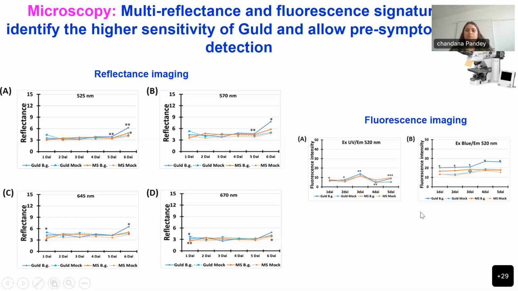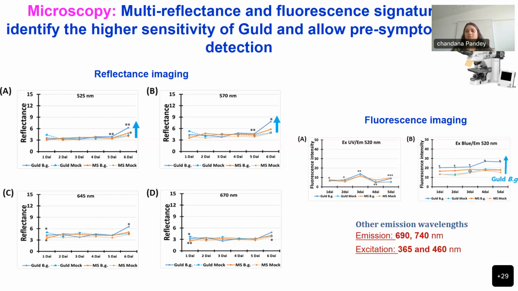Out of all these, we observe that with the fluorescence imaging for 520 nanometer, we were able to detect the symptom even when it was not visible by eye. So even 1 day after infection, we found the signature at the 520 nanometer emission wavelength. In the blue excitation, there is an increase in the reflectance wavelength starting from a very early stage. So that was interesting. But here we just got one biosignature for the pre-symptomatic detection.